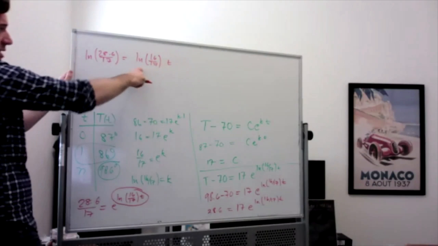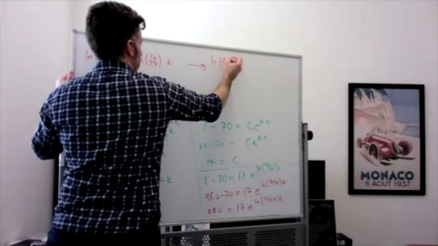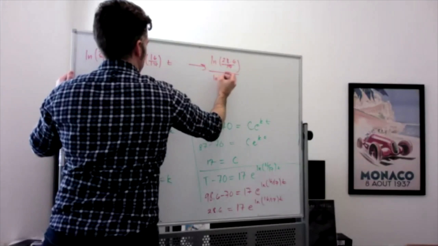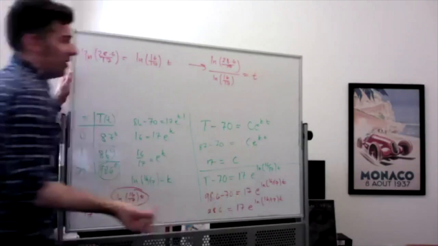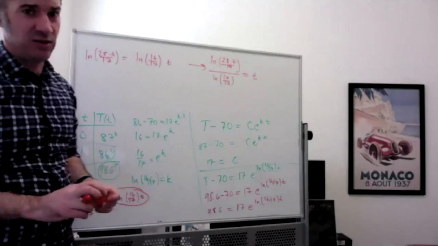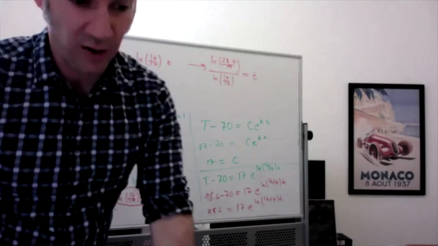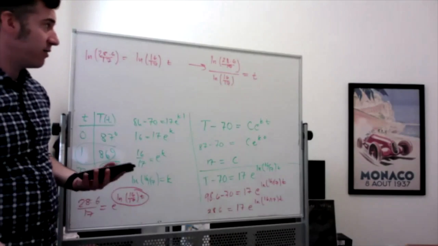So then dividing both sides by the natural log of 16 over 17, I get the natural log of 28.6 over 17 divided by the natural log of 16 over 17 equal to t. I really want to stress that we can't simplify this really at all. Those 17s definitely don't cancel out. I also want to point out that if you calculate this, it's going to end up being negative.